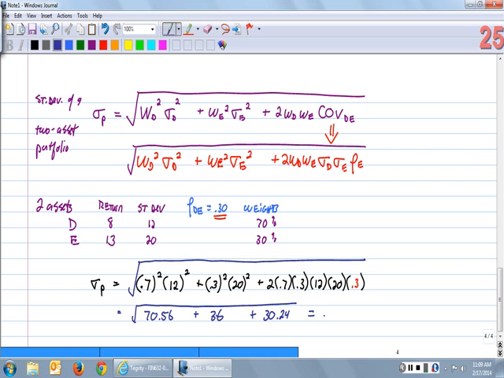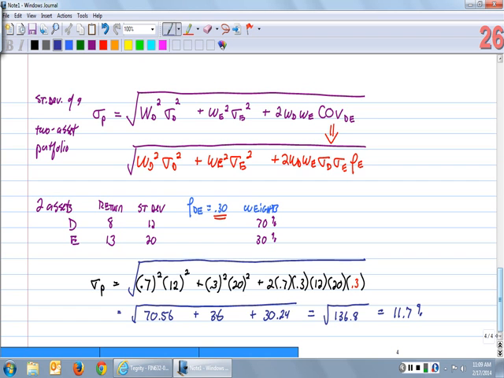Which added together underneath the radical, you get the square root of 136.8, which gives you 11.7%. So the standard deviation of this 2-asset portfolio is 11.7%. We've combined 2 risky assets together. Now you know they're risky, you can tell, because asset D has a standard deviation of 12, asset E has a standard deviation of 20.